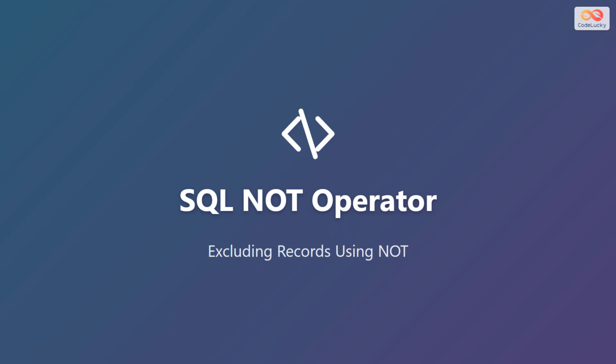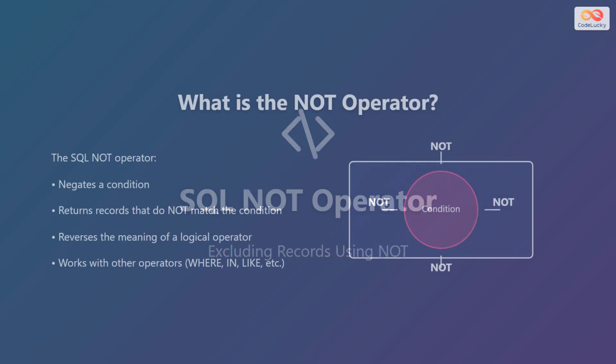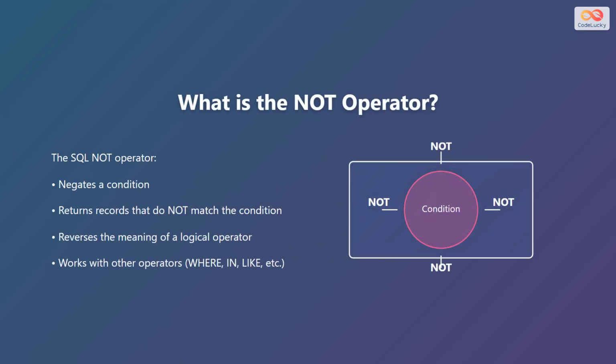Let's explore the SQL NOT operator. This operator is used to exclude records using NOT. The SQL NOT operator negates a condition. It returns records that do not match the specified condition. It reverses the meaning of a logical operator and works with other operators like WHERE, IN, and LIKE.